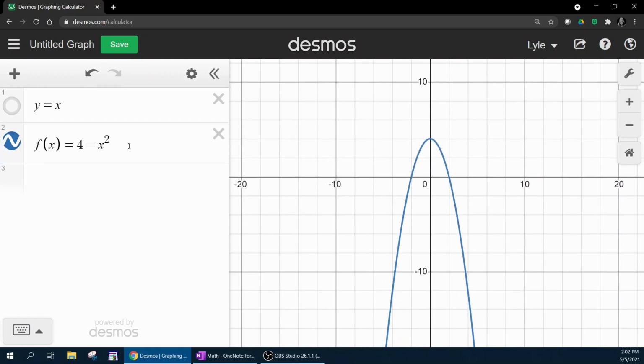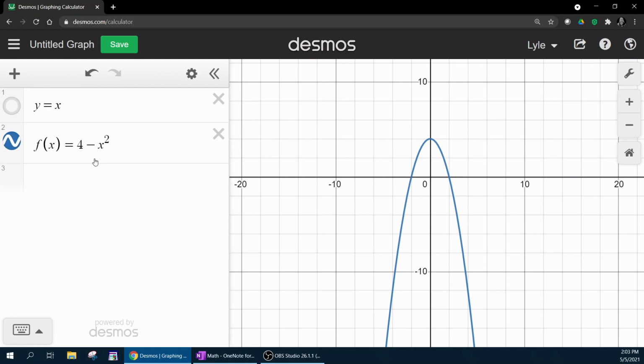Now we know it's quadratic, which means it's going to make a parabola. We can see that it is going to pass the vertical line test. Every vertical line will touch only one time, so this is definitely a function. But in order to test to see if it's a one-to-one function, you apply the horizontal line test.